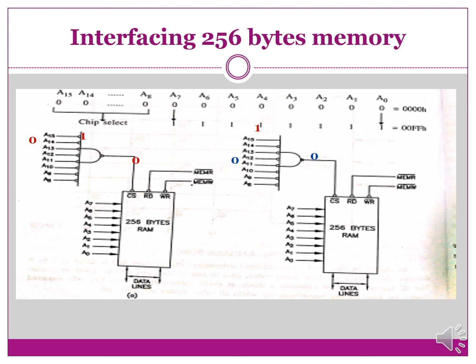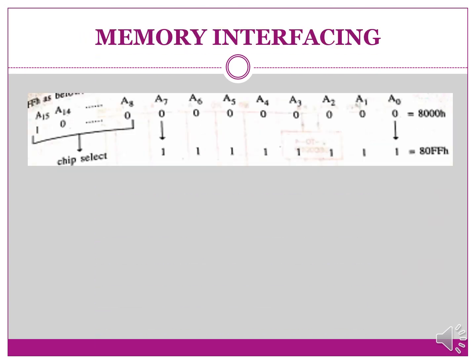But your address is changed. Now see how the address is changed. The lower order address bus A0 to A7 is used to address 00 to FFH. Your A15 pin is initially high and A8 to A14 pins are 000. So we are getting the address 80. So we can use this memory interfacing for 8000H to 80FFH.